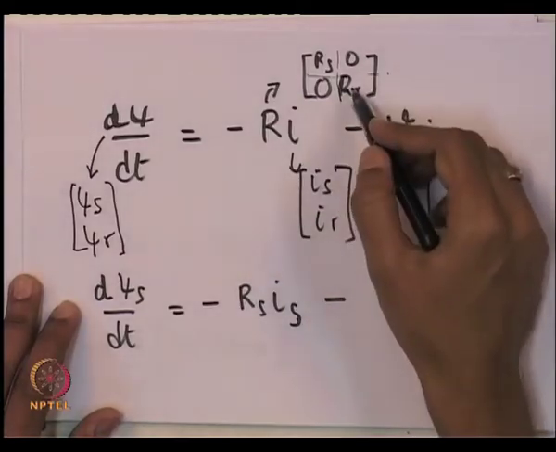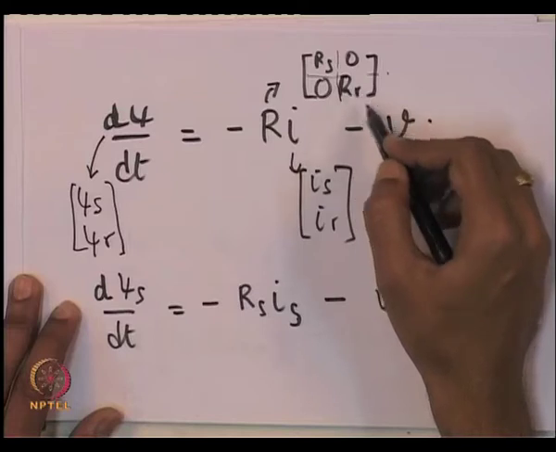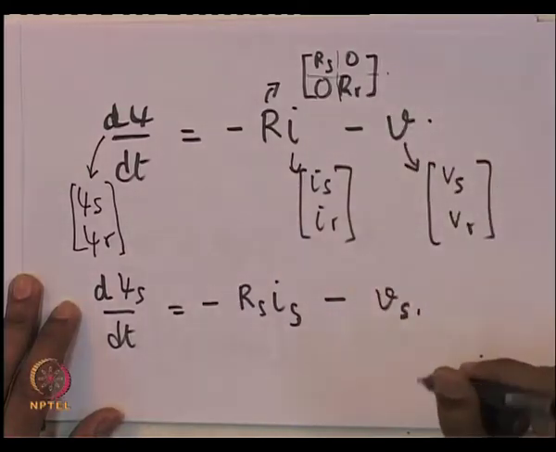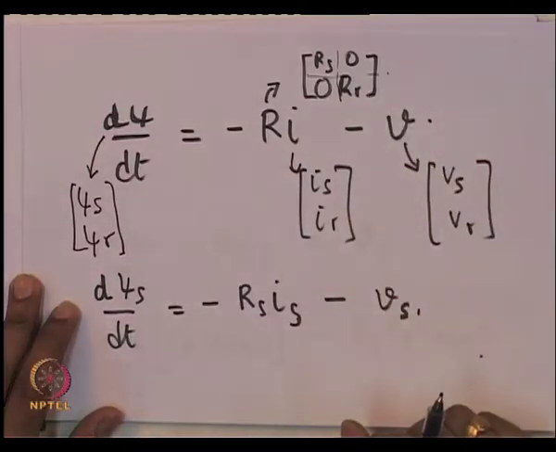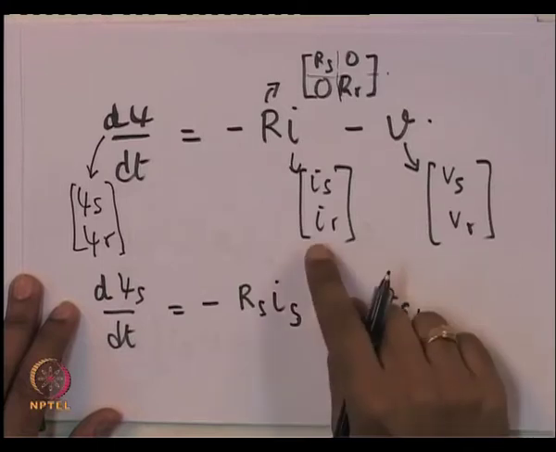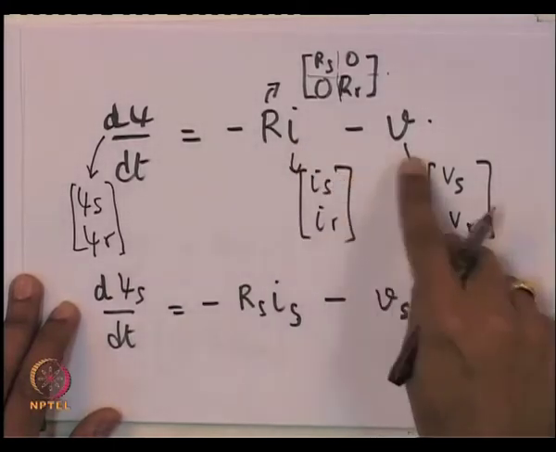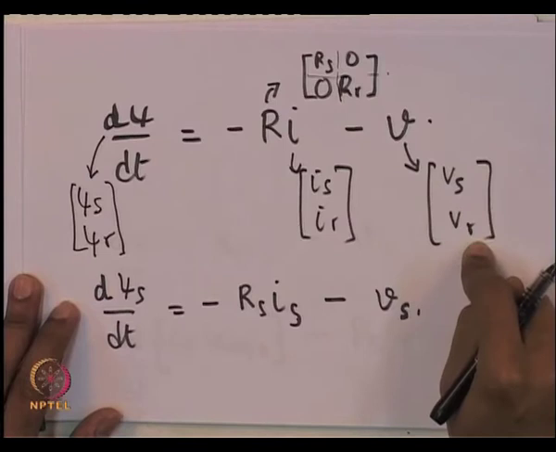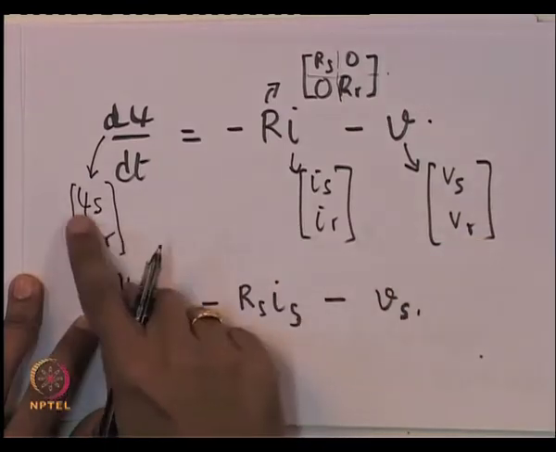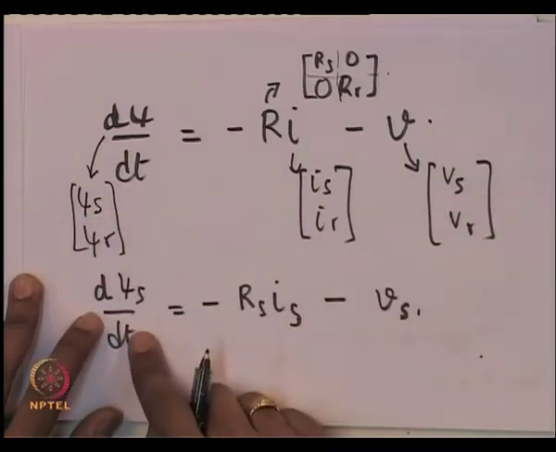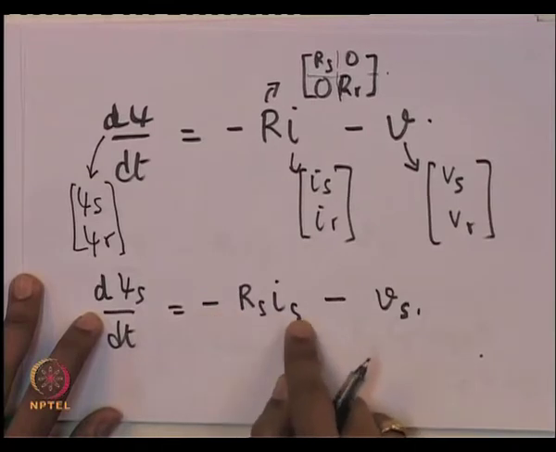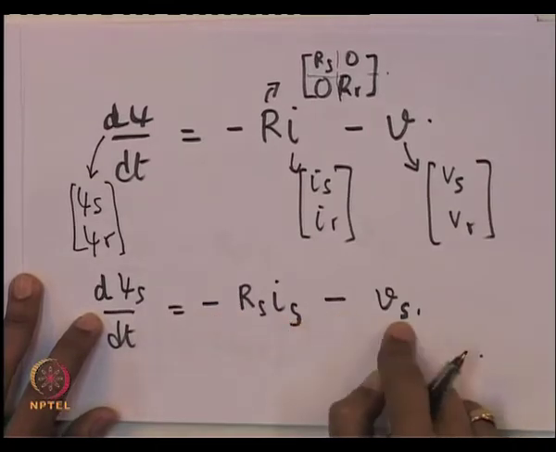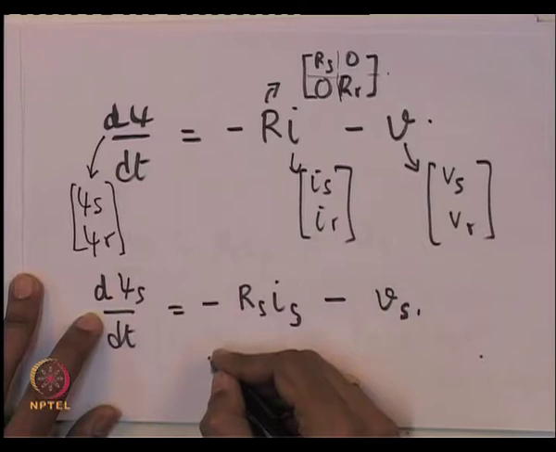R r of course is a diagonal matrix containing the resistances of the F, G, H and K coils. I of course is I s and I r, V is nothing but V s and V r. So, if you just take out the psi s equations, you will have d psi s by dt is equal to minus R s I s minus V s. Of course, the subscript s actually denotes the stator.